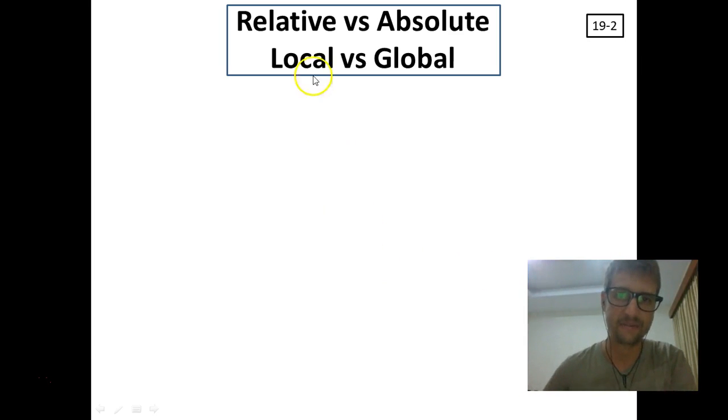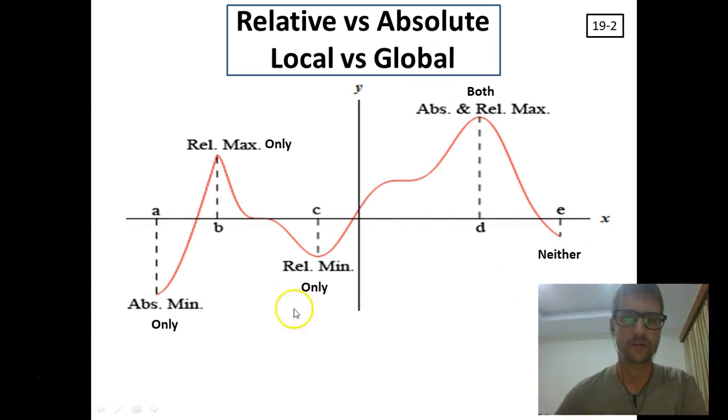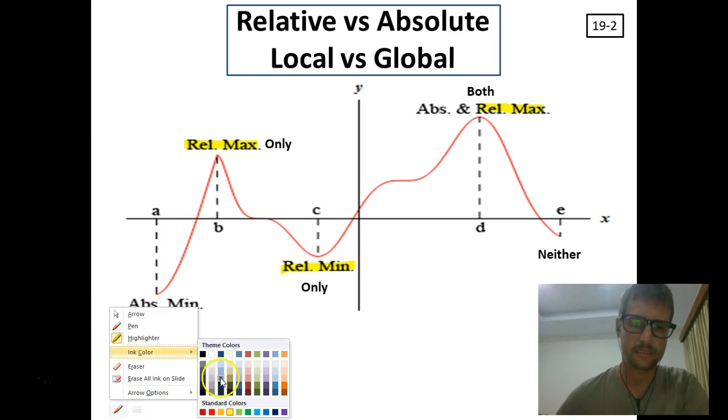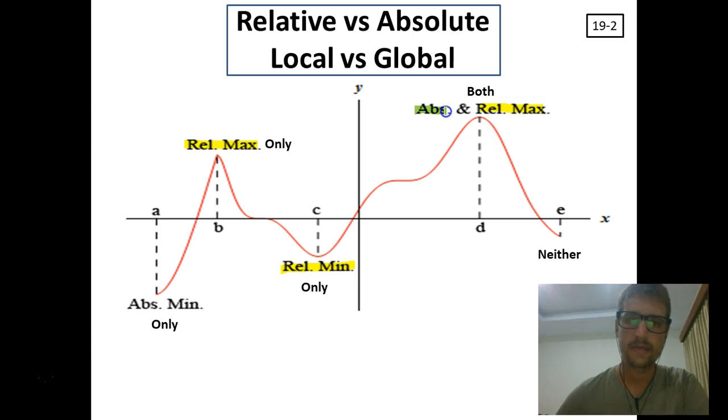Now relative is kind of like local, so you might see the word local used in place of relative, and absolute is like global. So look here at this picture, and I want you to notice where you have relative and where you have absolute. Notice here, you have a relative max here and here. You have a relative min only here. And then you have an absolute max located here, and an absolute min located here.